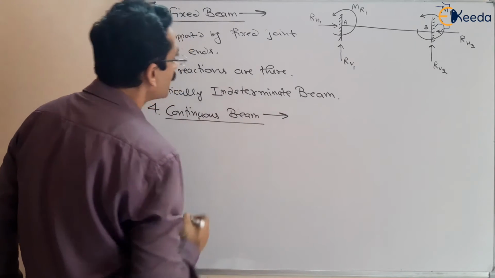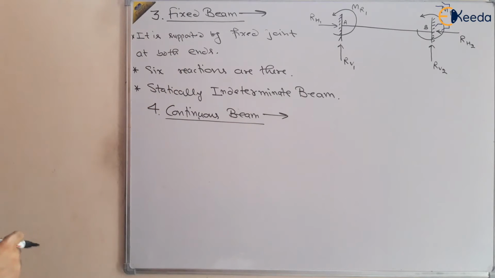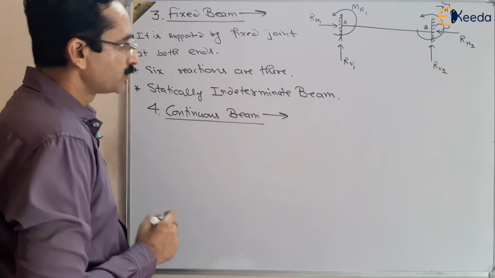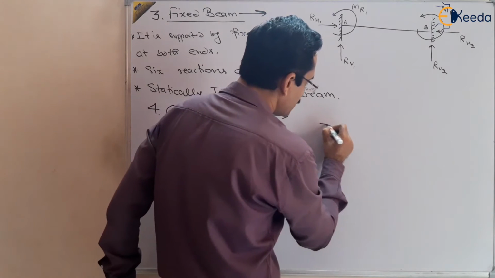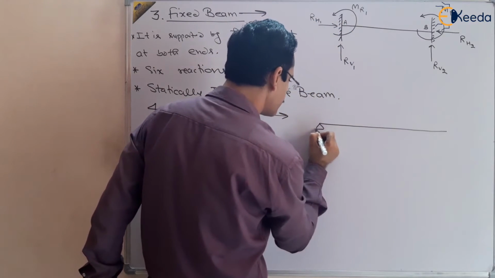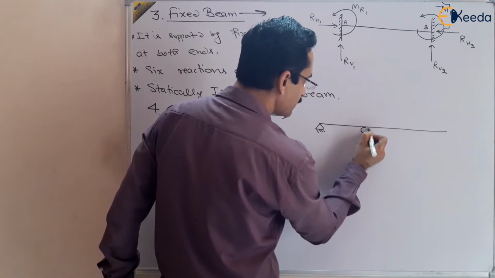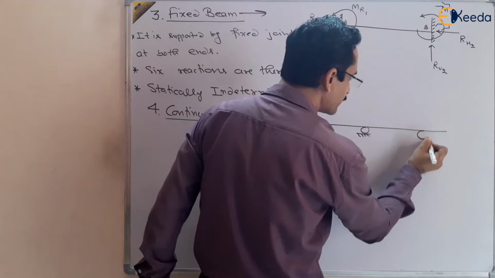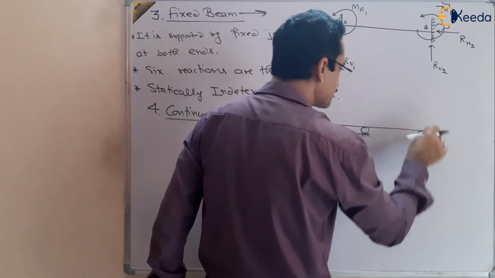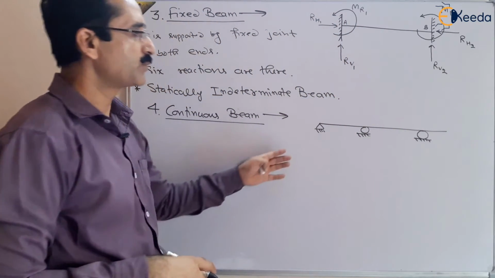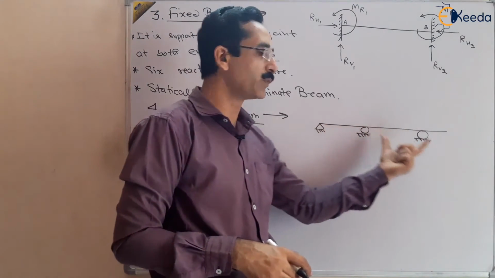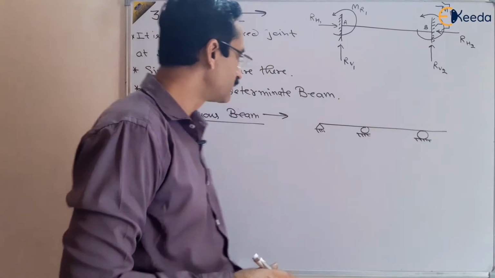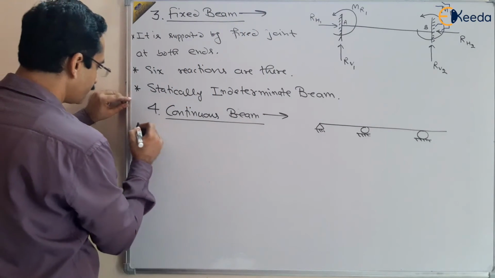Continuous beam. What type of beam is this continuous beam? Suppose we have a hinge joint, and because the beam is long enough, we have two or three supports here to support this beam, right? So this type of beam where there are more than two supports like this, we call a continuous beam, right?